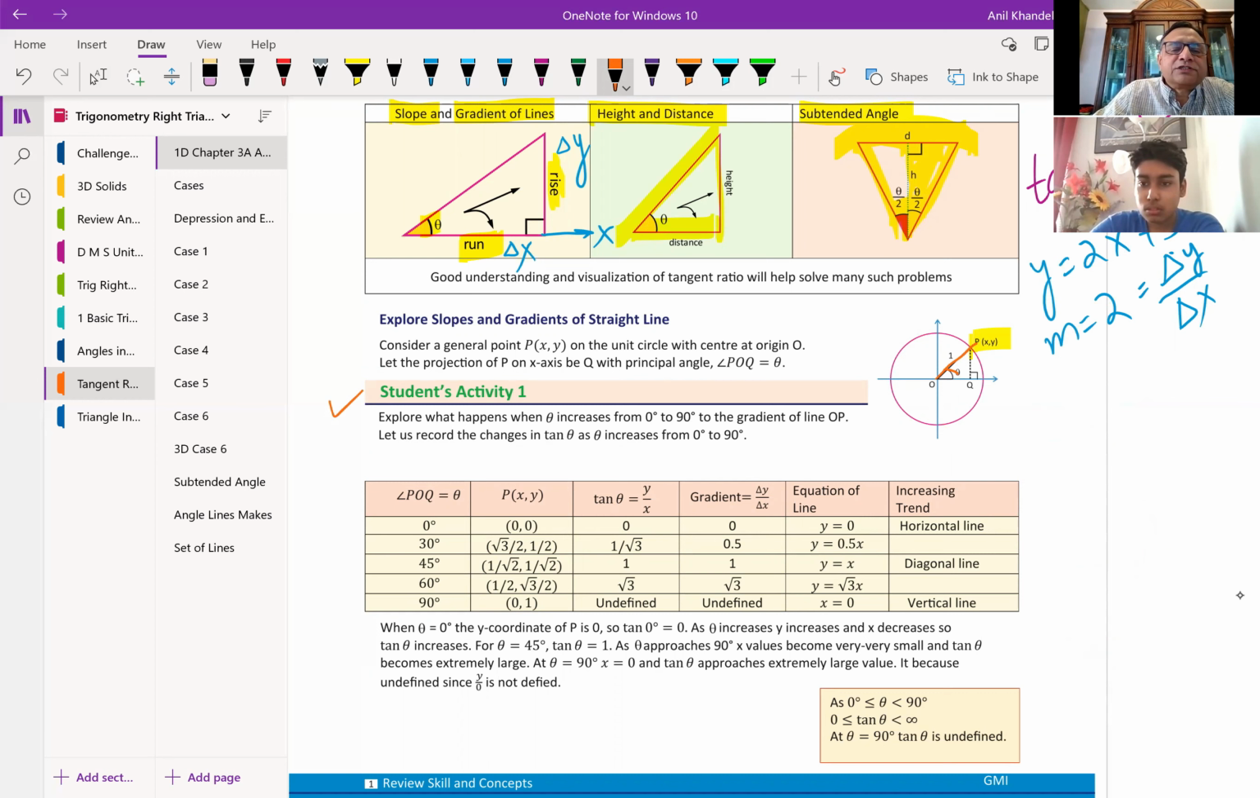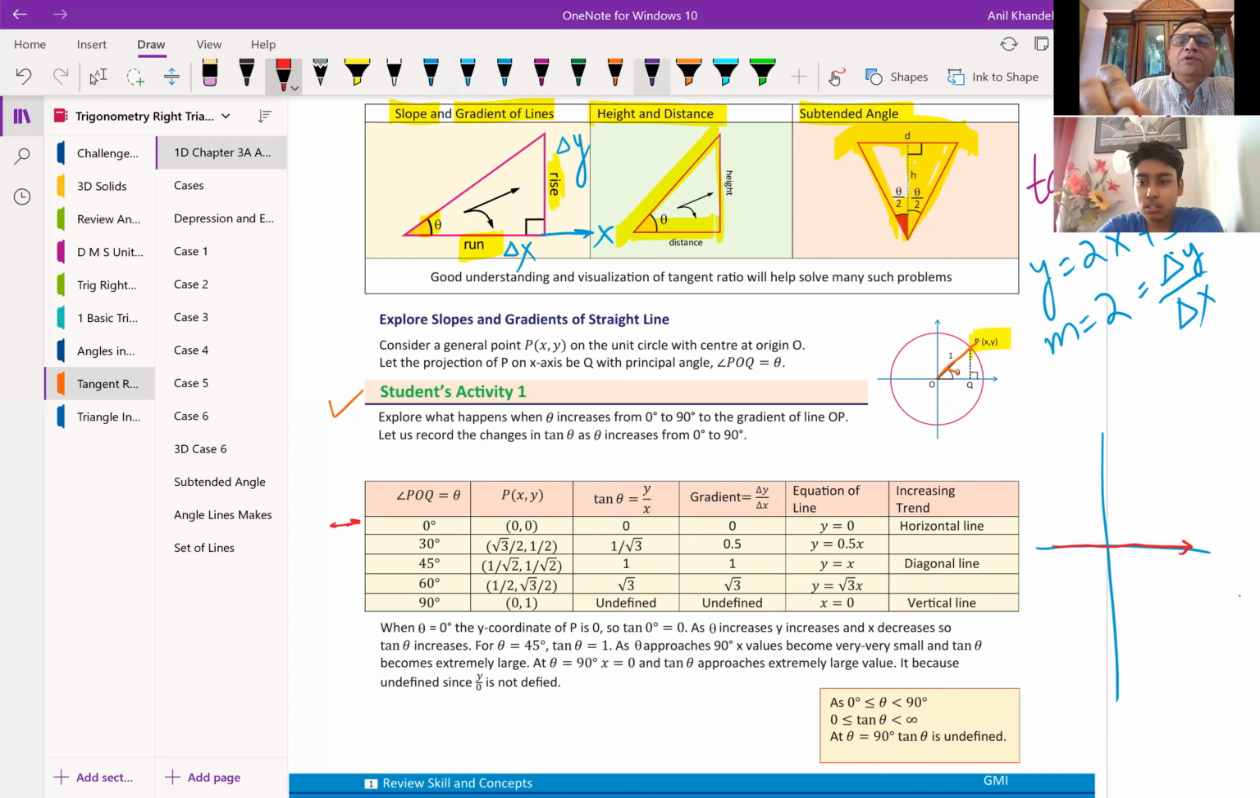Can you please read the student's activity? Explore what happens to the gradient of line OP when theta increases from 0 to 90 degrees. Let us record the changes in tan theta as theta increases from 0 degrees to 90 degrees. What I'm trying to say here is that this is a coordinate plane, and we have a line which could be like this. At this position, this line is making 0 degrees, correct? Yes, sir.